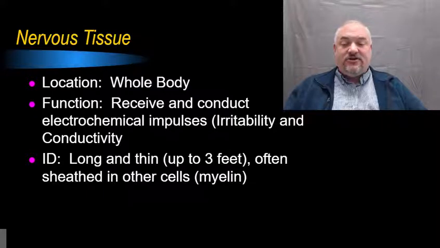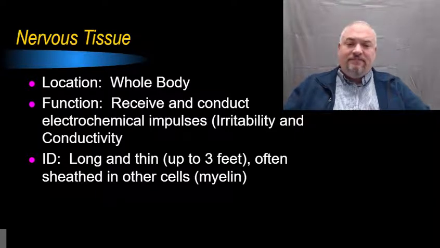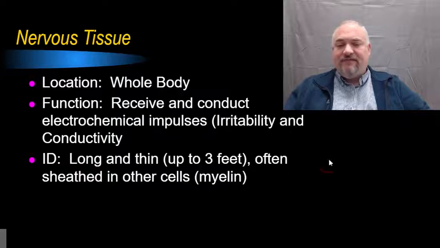As far as ID goes, some of them can be incredibly long and thin, like up to 3 feet. The sciatic nerve from the base of your back down your leg, 3 feet long. And they're often sheathed in protective cells called myelin, which we'll come back to. We're going to worry about that more when we get to the nervous system itself.